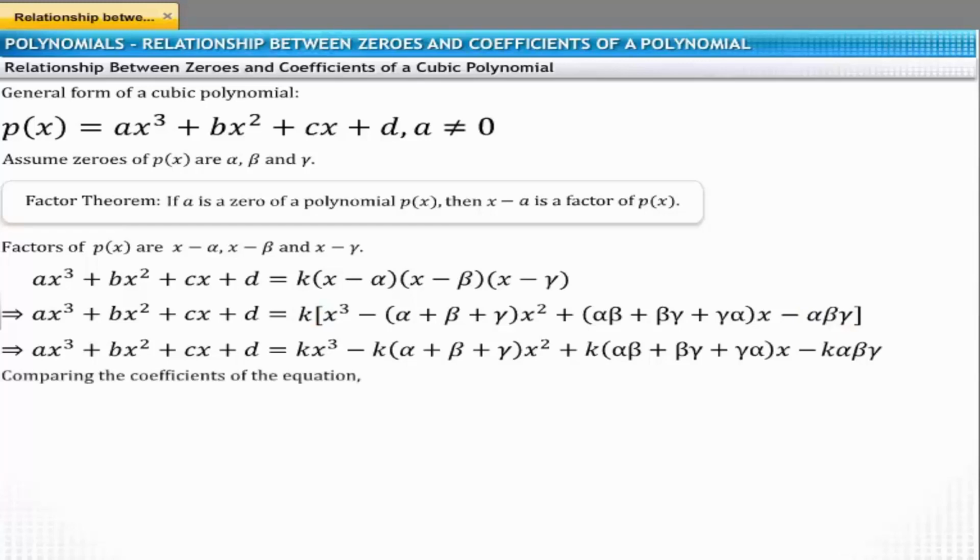Now, we'll compare the coefficients of x, x square, x cube, and the constant term. A is equal to k. Let this be equation 1. B is equal to minus k into the sum of zeros, alpha, beta, and gamma. Let this be equation 2. C is equal to k into the sum of the product of zeros taken 2 at a time. Let this be equation 3. D is equal to minus k into the product of the zeros. Let this be equation 4.